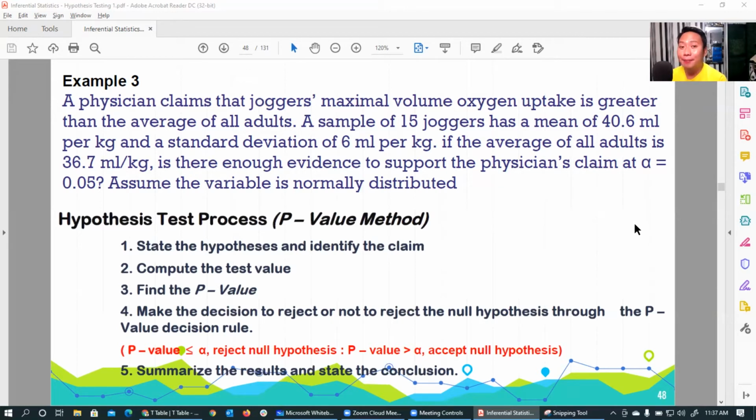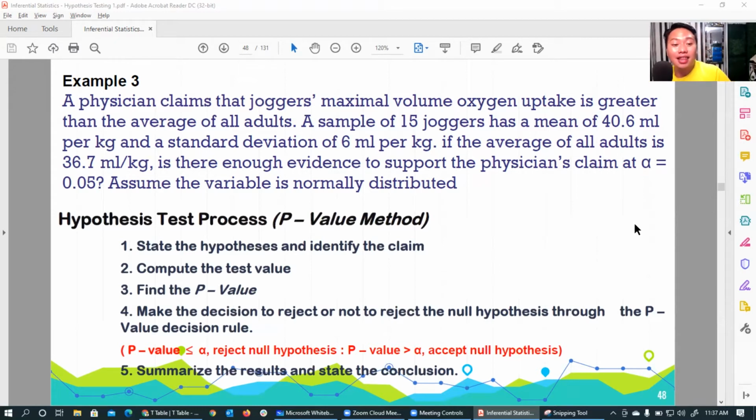Look. A sample of 15 joggers has a mean of 40.6 ml per kilogram and a standard deviation of 6 ml per kilogram. Meaning to say, this 6 ml per kilogram standard deviation is coming from the 15 joggers, which is the sample of this problem. Clear? So in other words, we are still going to be using t-test. Okay? So I hope it is clear.